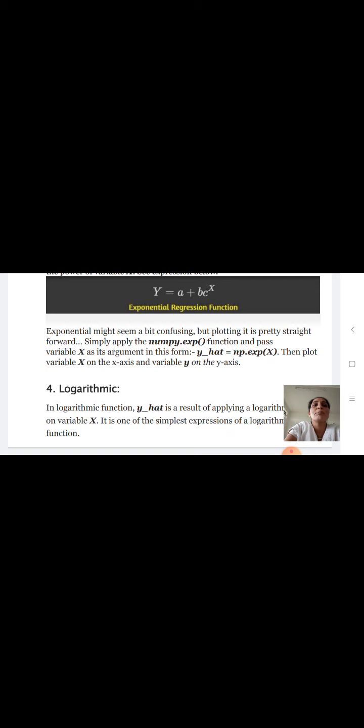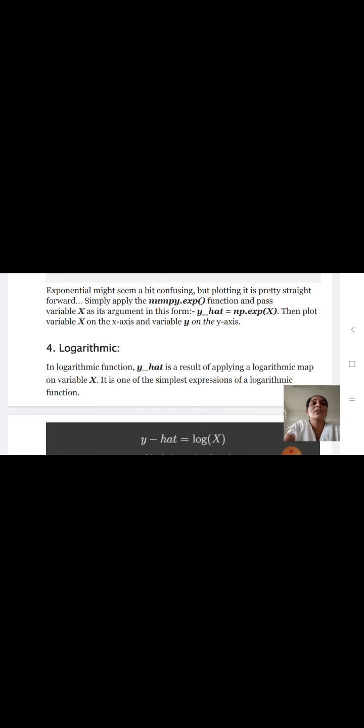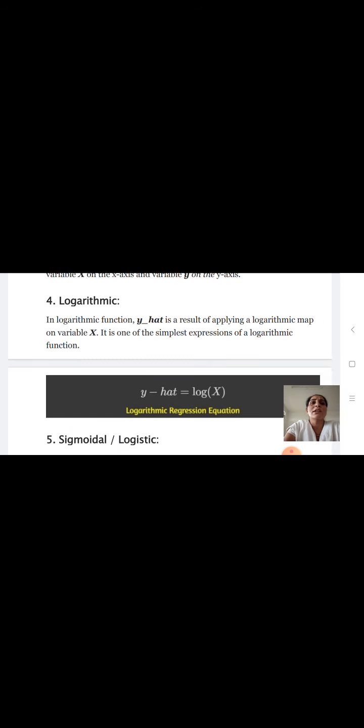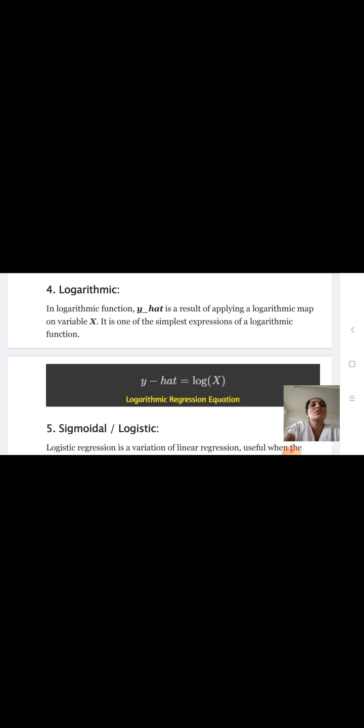Exponential might seem a bit confusing, but plotting it is pretty straightforward. Simply apply the np.exp function and pass variable x as its argument in this form: y hat is equal to np.exp of x. Then plot variable x on the x-axis and variable y on the y-axis. Then the next one is the logarithmic. In the logarithmic function, y hat is the result of applying a logarithmic map on variable x. It is one of the simplest expressions of a logarithmic function, y hat is equal to log of x, the logarithmic regression equation.